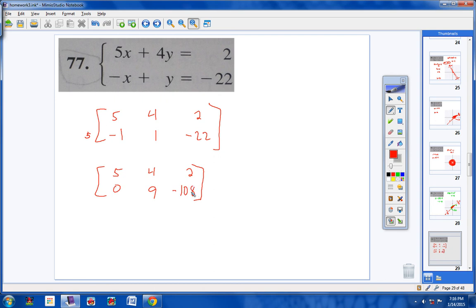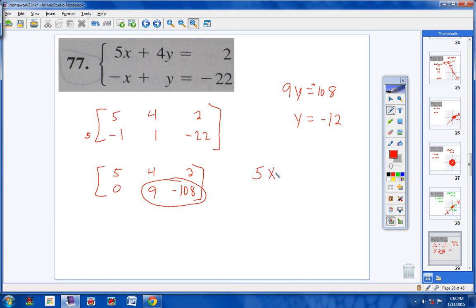Look at your bottom equation right here. That's going to be 9y equals negative 108. Divide both sides by 9, and y will be negative 12.